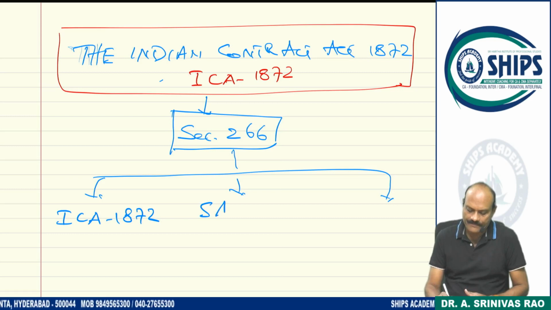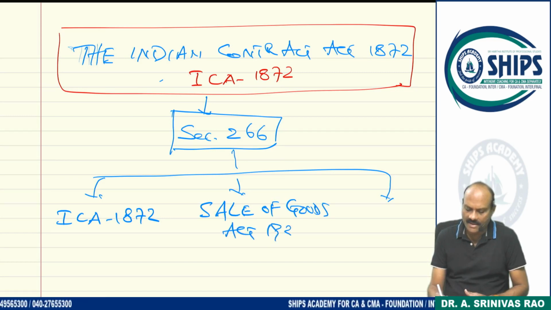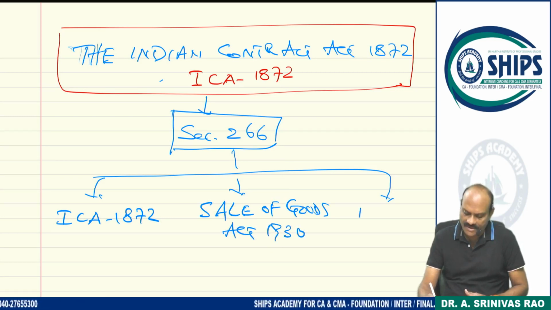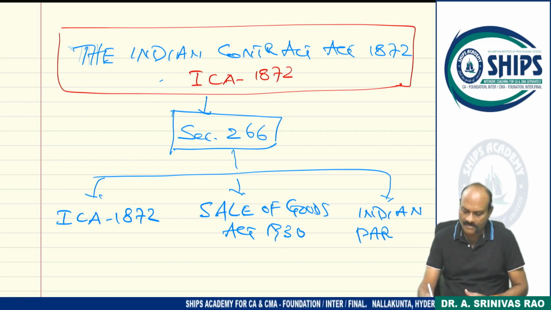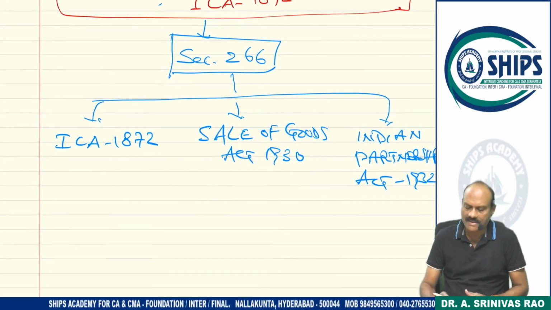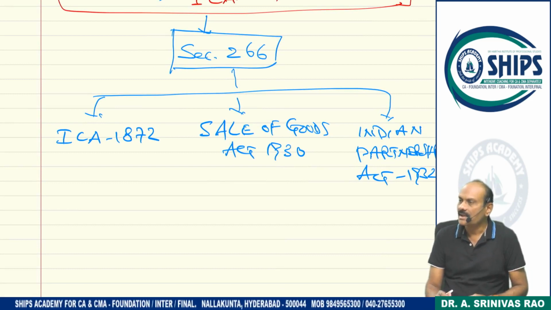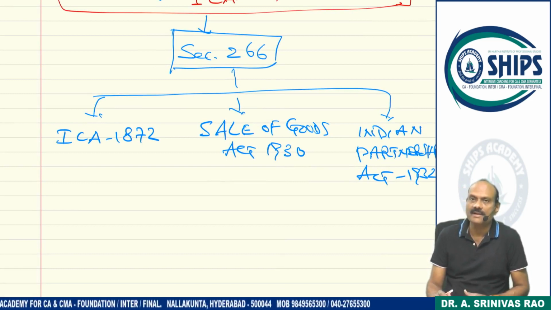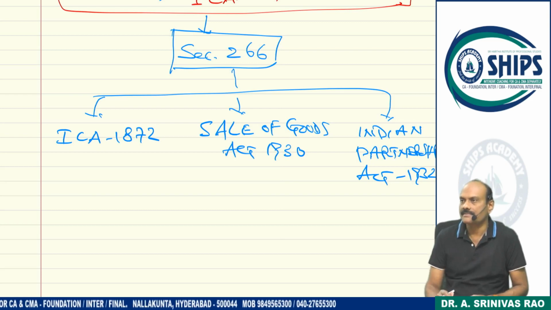Second one is the Sale of Goods Act 1930. Third one is the Indian Partnership Act 1932. Now we are calling it the Partnership Act 1932. The word Indian they deleted in the 1970 amendment. So today we have only Partnership Act 1932.